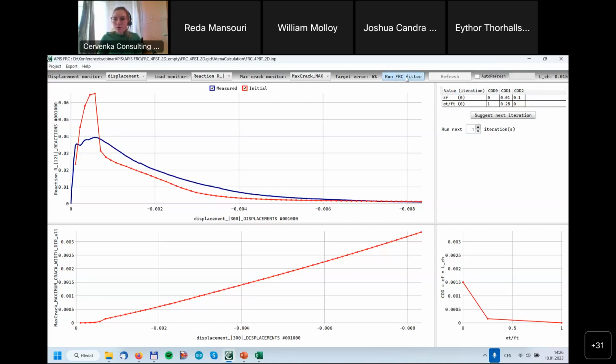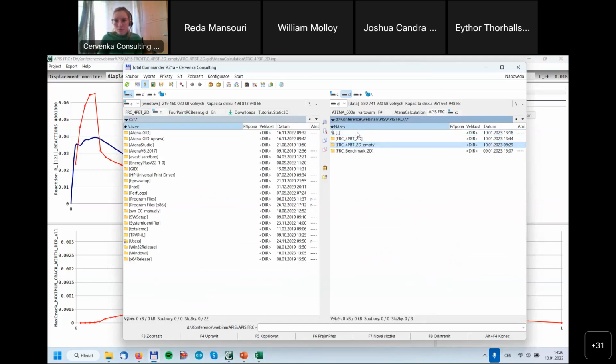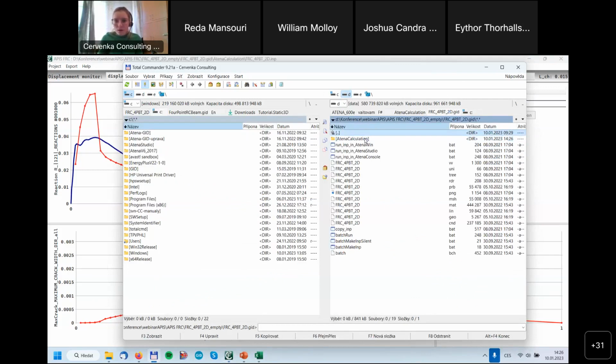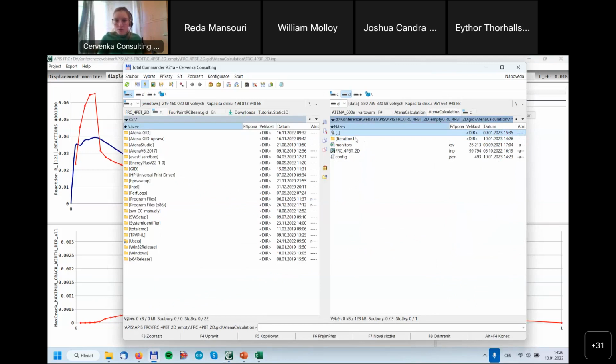So maybe we can start to run it because it will take some time to do the calculation. When you start to run it, it runs in the background, and you can actually check that it's running in the folder of the model that you chose to optimize. So I chose this model. And when I go to ATENA calculation, I can already see that the first iteration is running. Some steps of the calculation have already started.